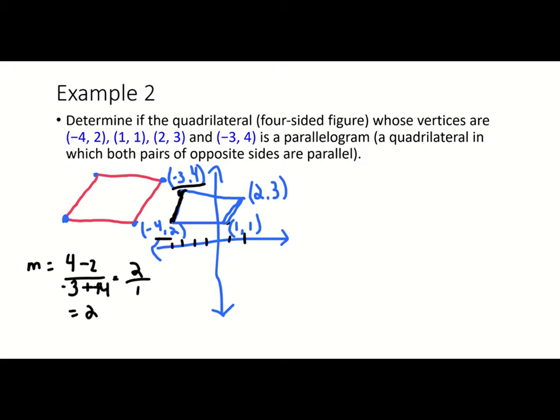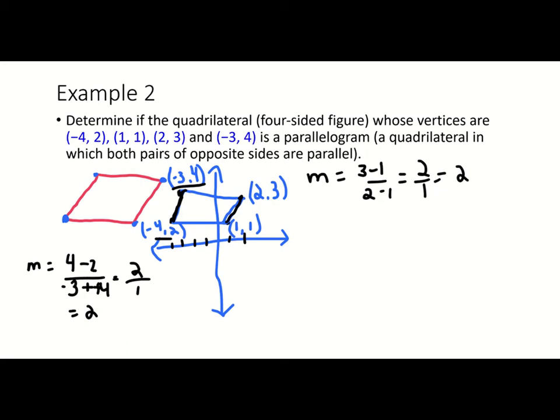All right, let's look at the other line that should be, if it's a parallelogram, parallel to that, which is right here. I'm going to calculate the slope of that line. So I'll do 3 minus 1 over 2 minus 1. So 3 minus 1 is 2. 2 minus 1 is 1. All right, so we got a slope of 2.